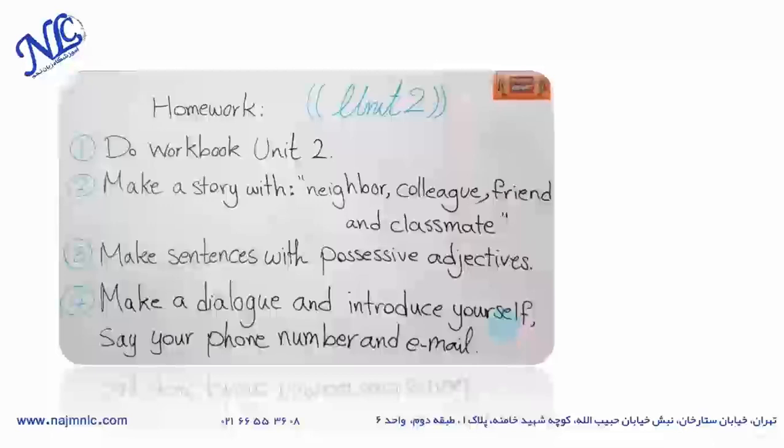Thank you so much. Good job. We finished Unit 2. As homework, please do Workbook Unit 2. Make a start with neighbor, colleague, friend, and classmate. Make sentences with possessive adjectives. And make a dialogue and introduce yourself. Say your phone number and email address.